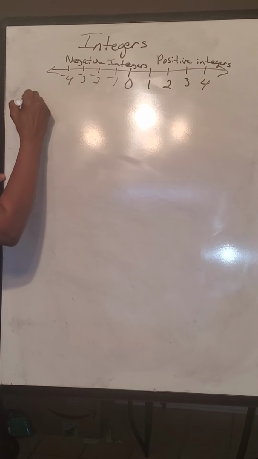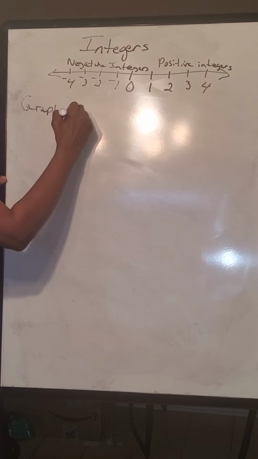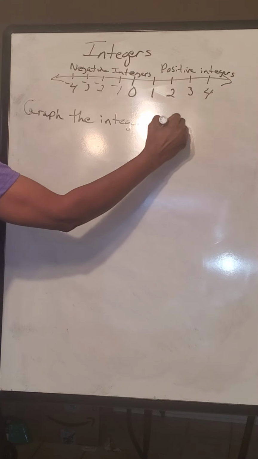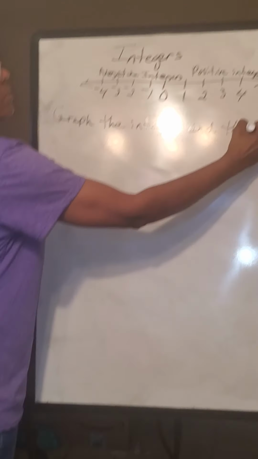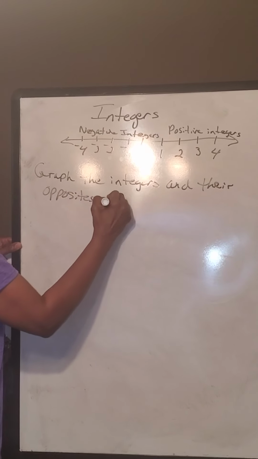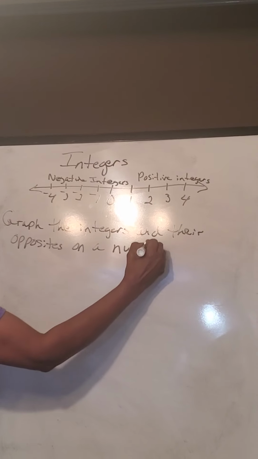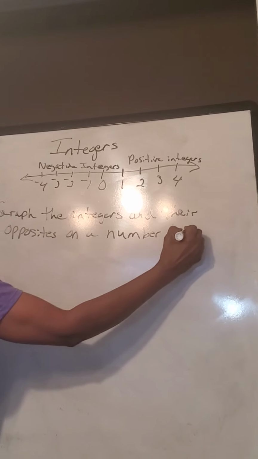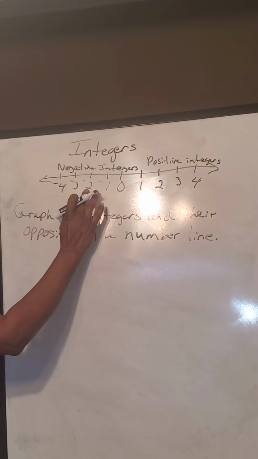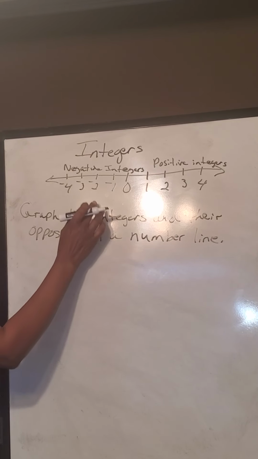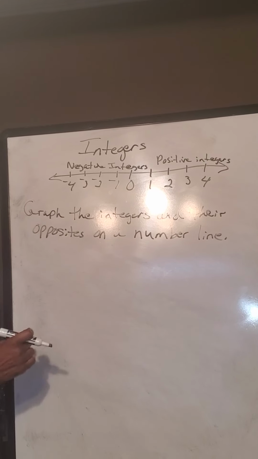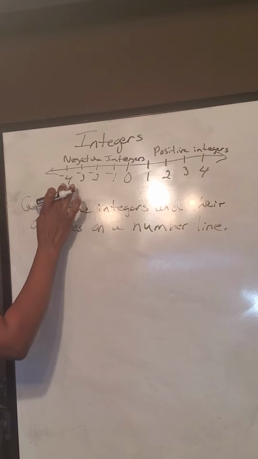So the instructions are: graph the integers and their opposites on a number line. Now, I have said the word opposite. Well, the opposite of a -2 is a +2. They're opposites because they are the same distance from 0, but they are going in opposite directions. The opposite of a +4 is a -4.